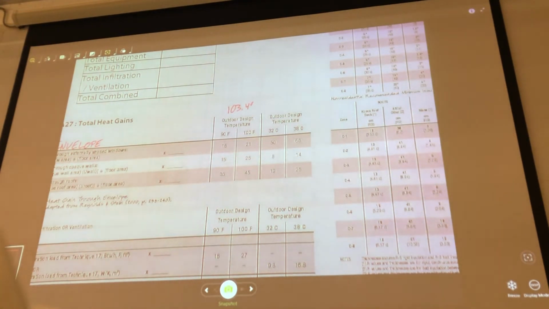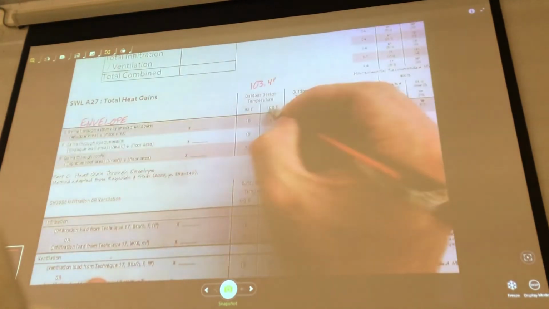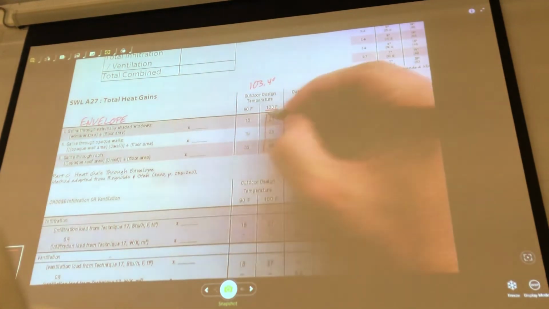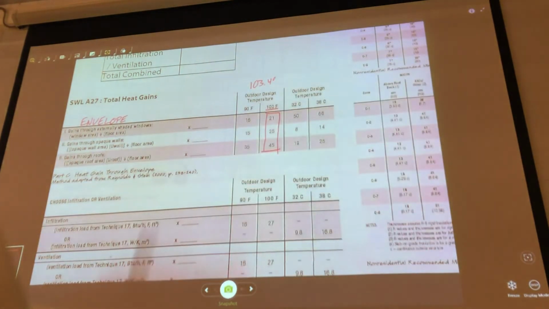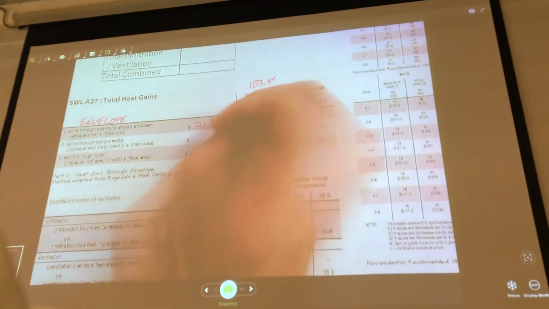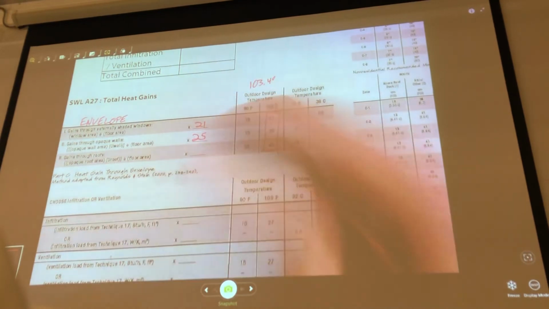I'm going to be lazy, and I'm going to say I'm just going to choose whatever's closest. I'm going to go with 100 degrees Fahrenheit. Which means here are my factors that I use for windows, for walls, and for roofs. So I multiply everything by 21, by 25, and by 45.